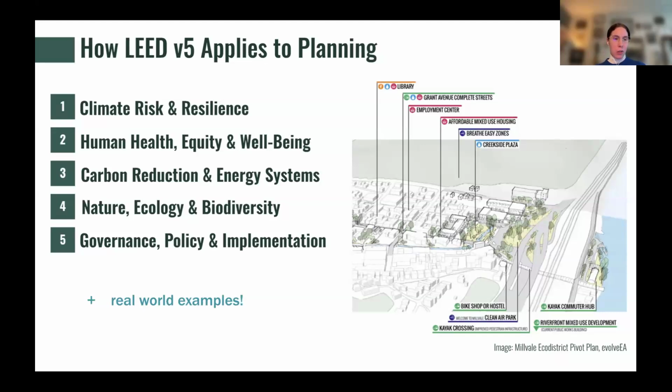So the 5 categories we're going to cover are first, climate risk and resilience. Second is human health, equity, and well-being. Third, carbon reduction and energy systems, fourth, nature, ecology, biodiversity, and the 5th being governance, policy, and implementation.